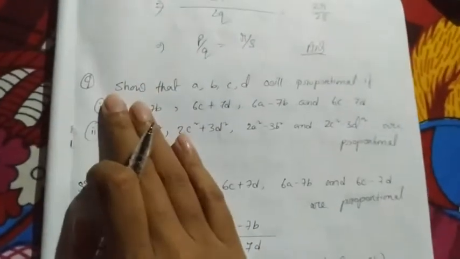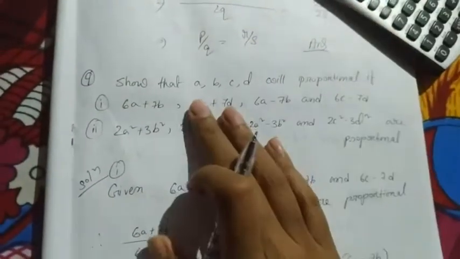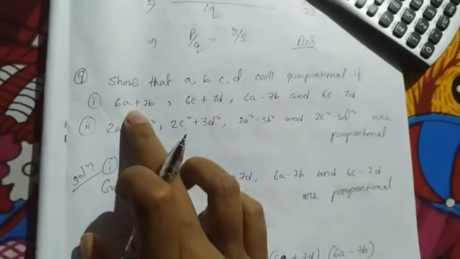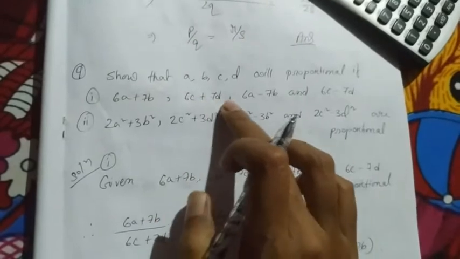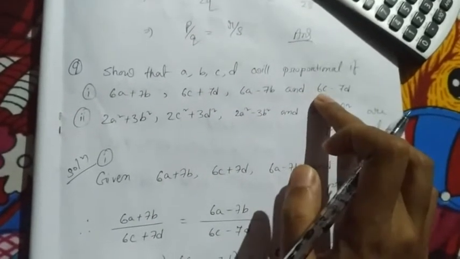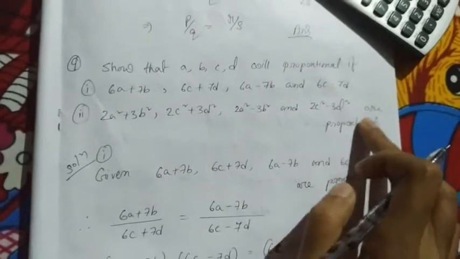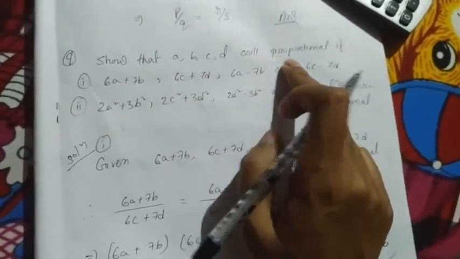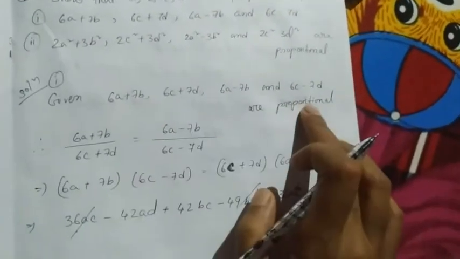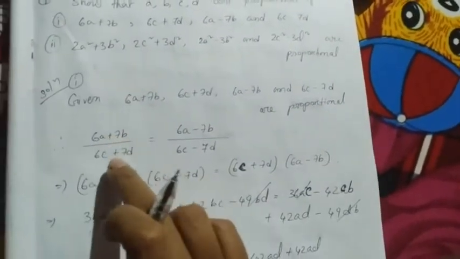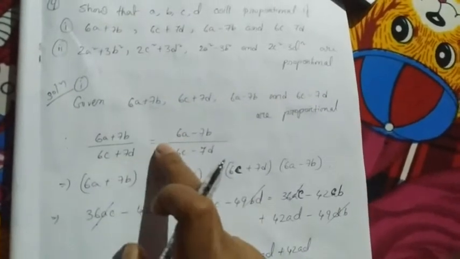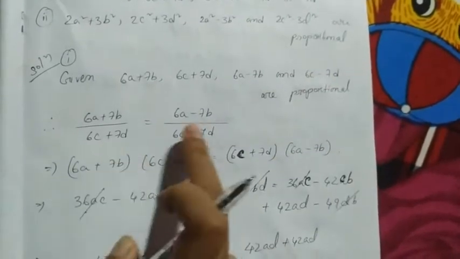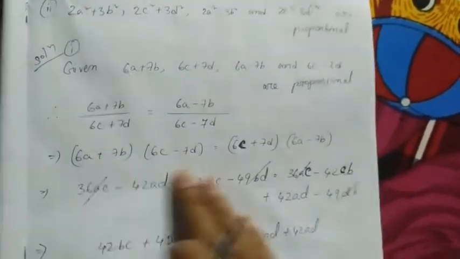Now, question number 9. Show that A, B, C, D are proportional if 6A plus 7B, 6C plus 7D, 6A minus 7B and 6C minus 7D are in proportion. Means these are in proportion, and you have to prove that A, B, C, D are in proportion. So these are proportional, given. So I can write 6A plus 7B divided by 6C plus 7D equals 6A minus 7B divided by 6C minus 7D.